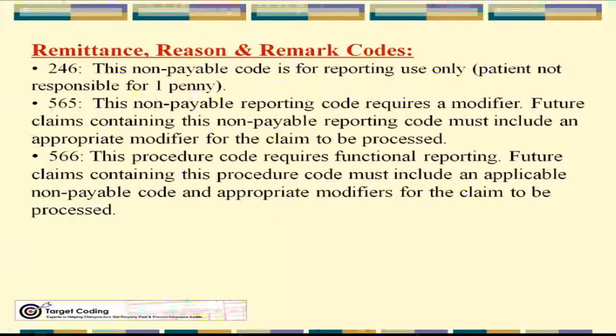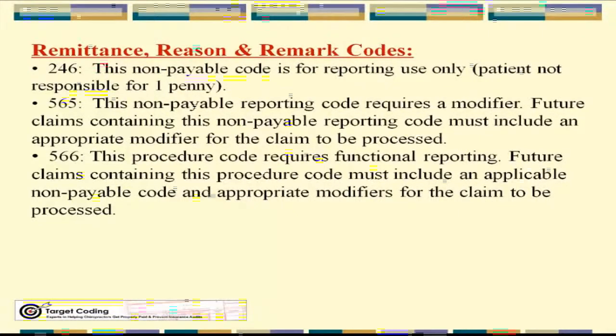A couple other things you should be aware of. You may be getting these remark codes, reason codes, remittance codes. 246, this is non-payable because it means that you had to bill a dollar amount because some software programs won't accept a $0 amount. These G codes, there's no charge. You should be putting $0. But some software programs don't accept it, so you have to put in 1 penny. You can't collect that from the patient. That's why you might get that 246 remittance. We have 565. This is non-payable.